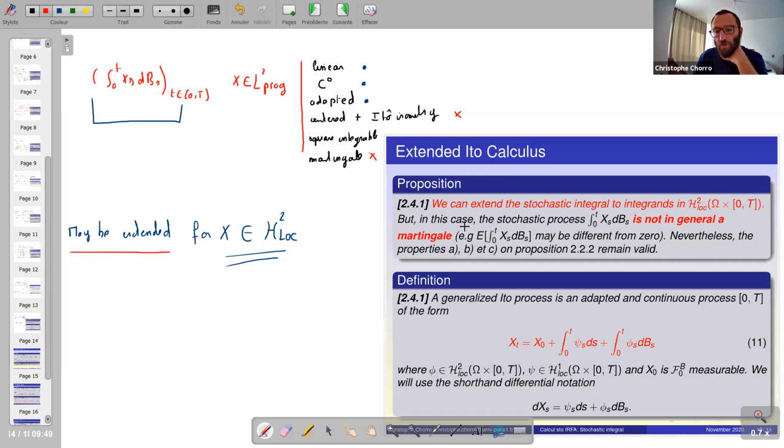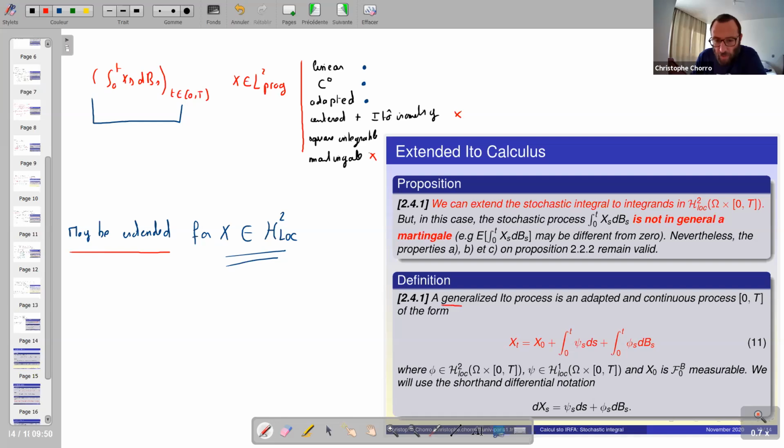So we are going to admit this proposition. Now I have a new integral, an extended one, that coincides with my previous one for x in L2 prog. And keep in mind that I have defined Ito processes from a constant plus a Riemann integral plus a stochastic integral. If I have an extended notion of the stochastic integral, I will have an extended notion of Ito process. It's exactly the aim of this definition.